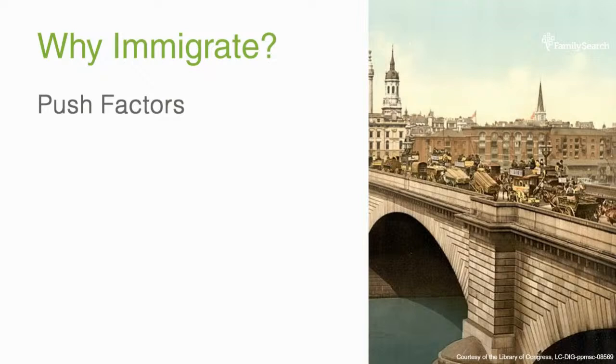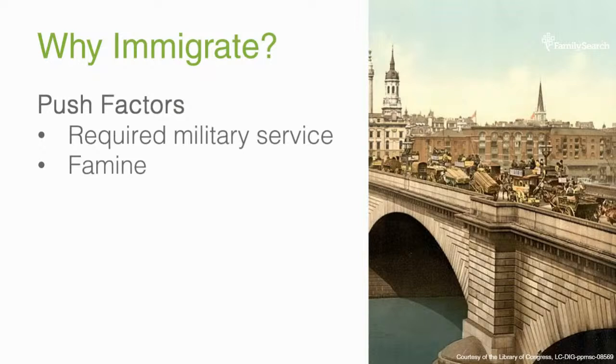So some of the push factors, things that are going on: there were some countries that had required military service, and young men who didn't want to serve in the military might try and slip across the border if they could, or leave the country. There were famines. A lot of us are familiar with the Irish potato famine of the 1840s. There's not enough food. Where can we go? A lot of people ended up immigrating.